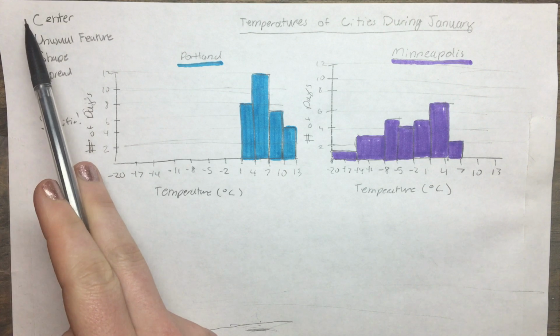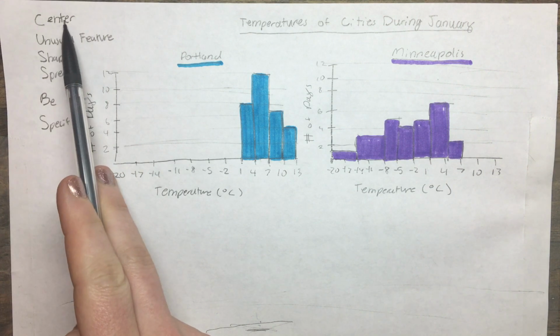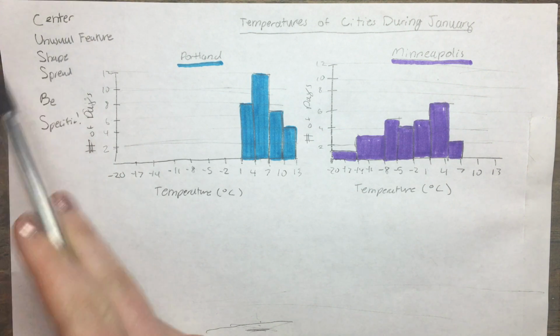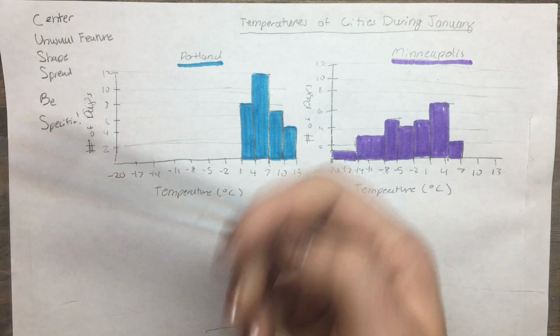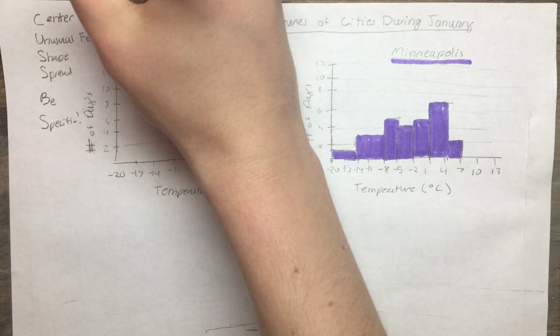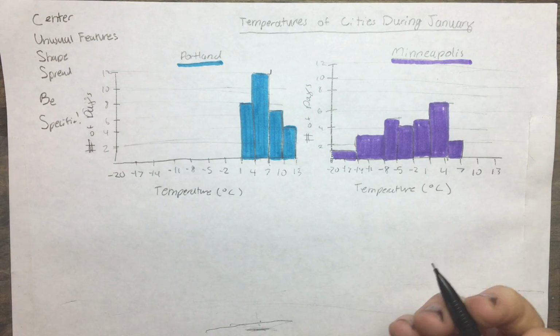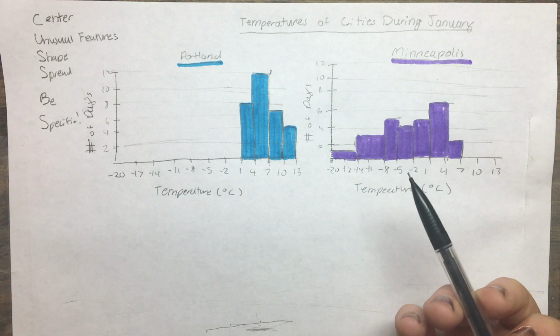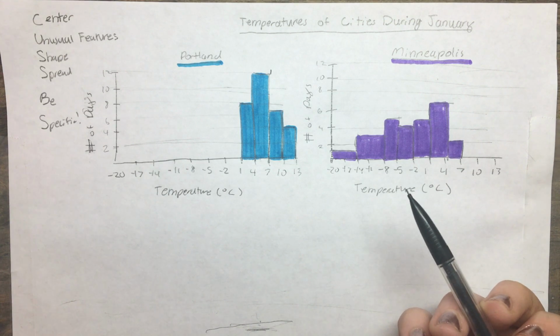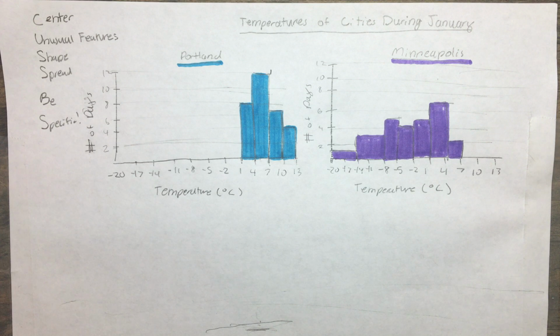So the C stands for center, the center of the graph where the peak is, where the high point of the graph is, around where the median or mean is, not exactly, but approximately where it's going to be higher in the graph. Then we have the unusual features, such as, there's supposed to be an S, such as gaps or outliers. And then we have the shape, is it skewed, is it symmetrical? And then we have the spread, the range, the variability.